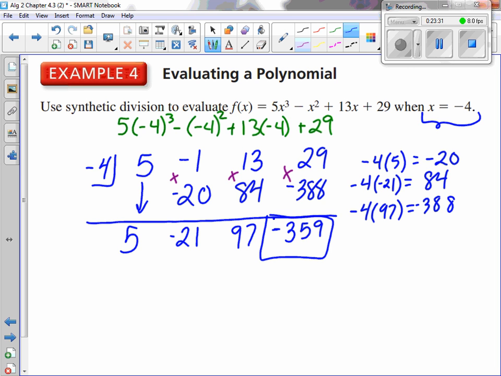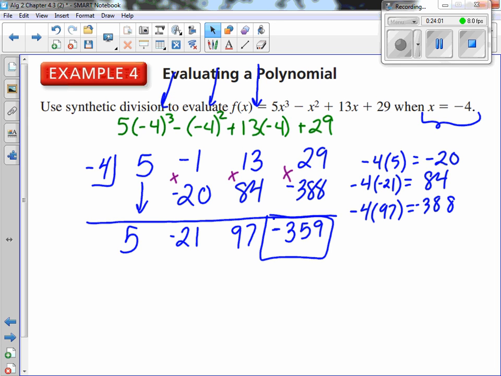What did we get as a remainder? -359, yes? Whatever the remainder is would be the same as if you plug that value in for x. So evaluating it, plugging it in for x, and the remainder using synthetic division and actually long division will be the exact same every single time. So that means I can use synthetic division or long division to find out what the value would be at that point.